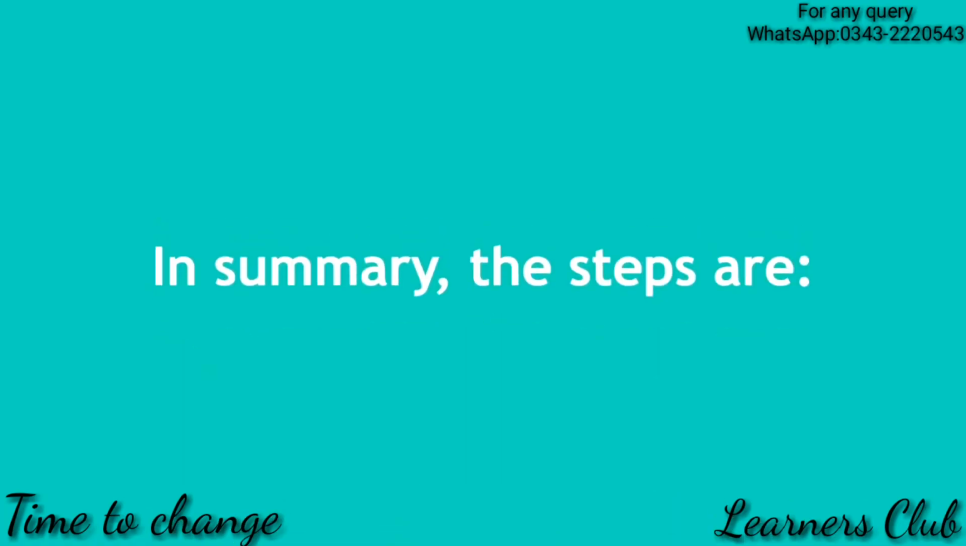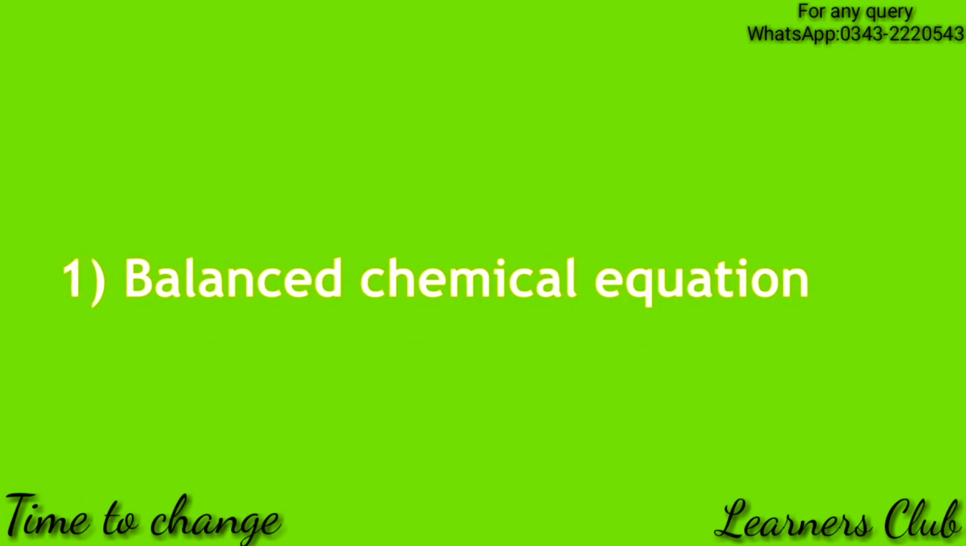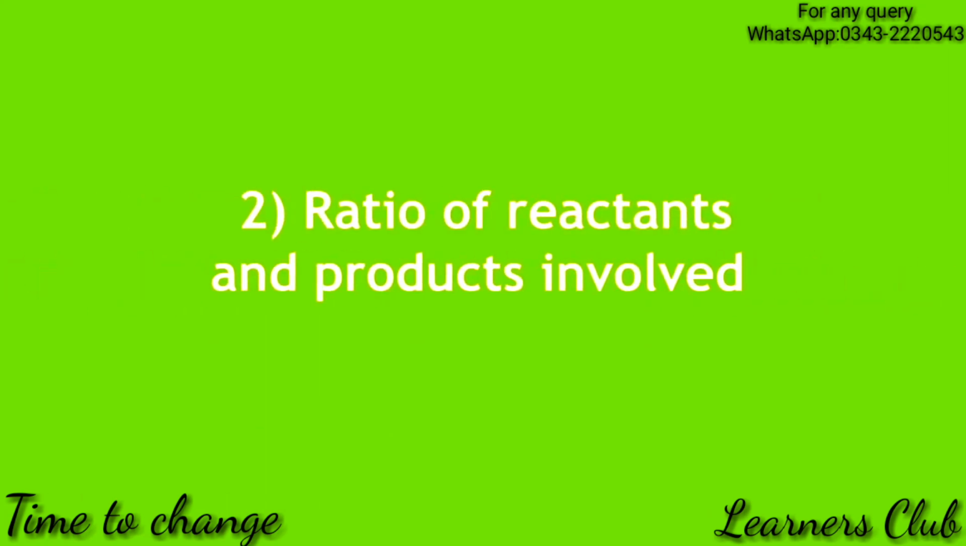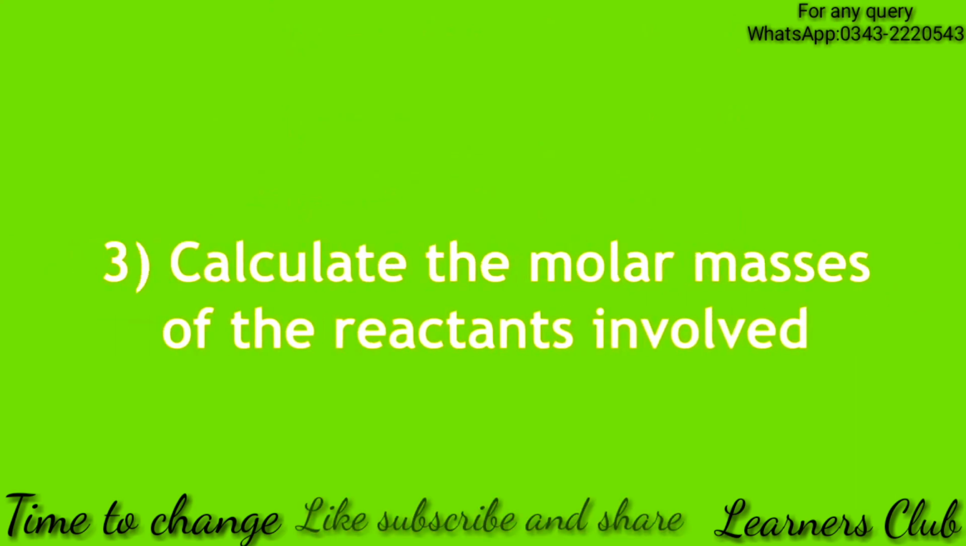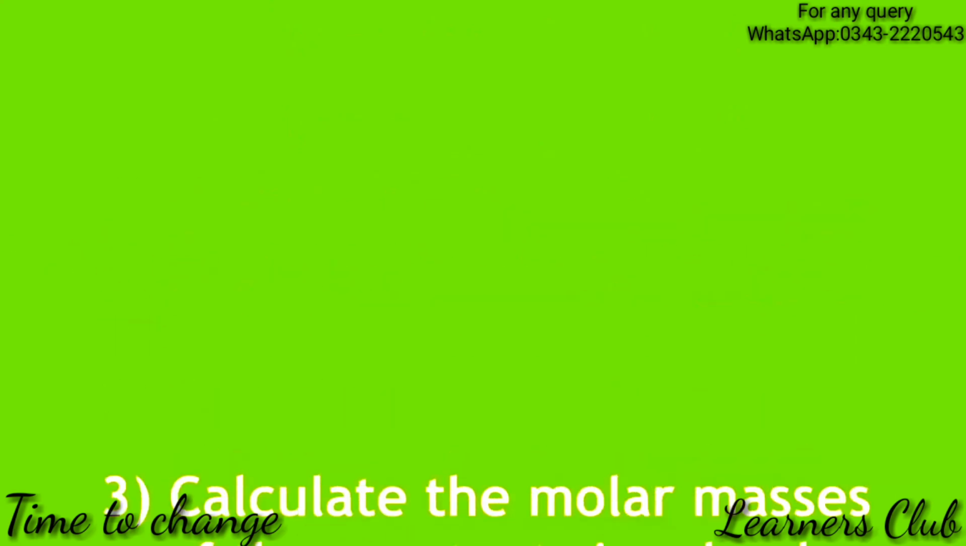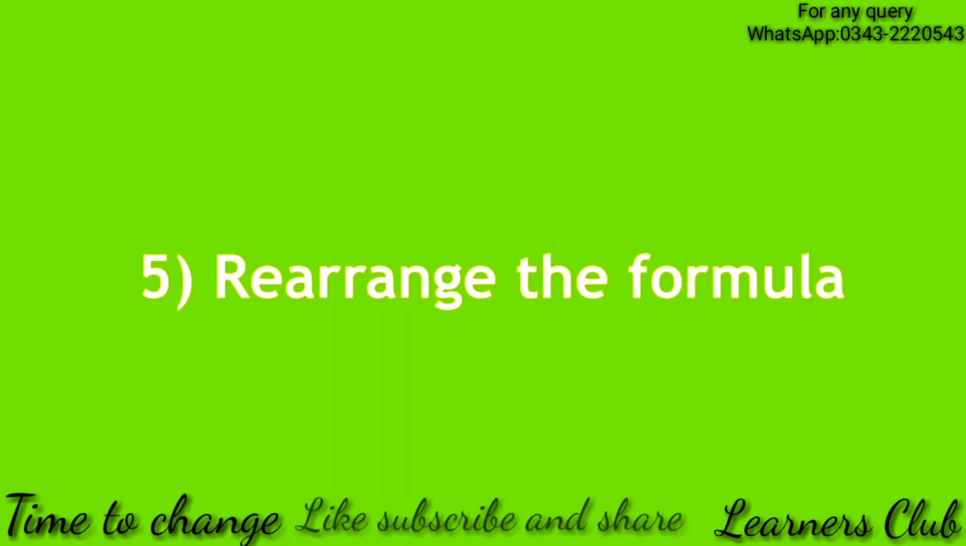In summary, the steps are: 1. Have a balanced chemical equation. 2. Work out the ratio of reactants and products involved. 3. Calculate the molar masses of the reactants involved. 4. Set up the formula to calculate the unknown mass of reactants or product. And finally, 5. Rearrange the formula.